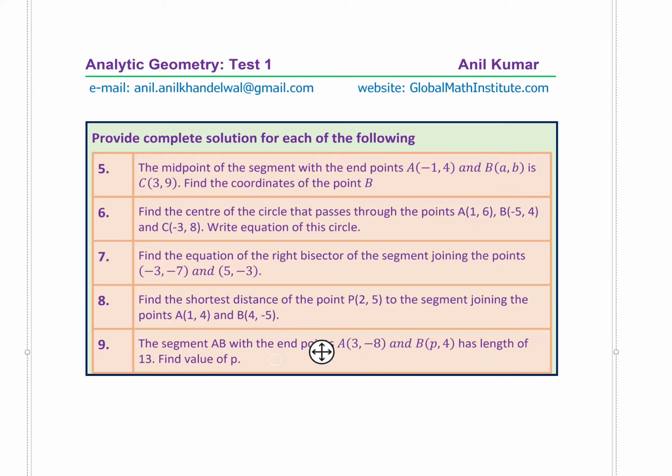Question number 9. The segment AB with the endpoint A 3, minus 8 and B p, 4 has length of 13. Find the value of p. You can actually pause the video now, answer all these questions and then look into my suggestions. Let's begin with the solutions of these questions. I actually modified one of these questions, making the shortest distance from, we made it origin, right, from 0, 0. So we just modified this question. Otherwise, the test paper is exactly same.